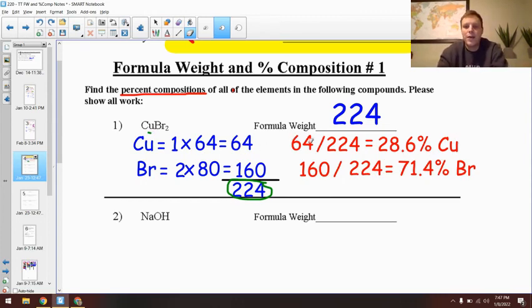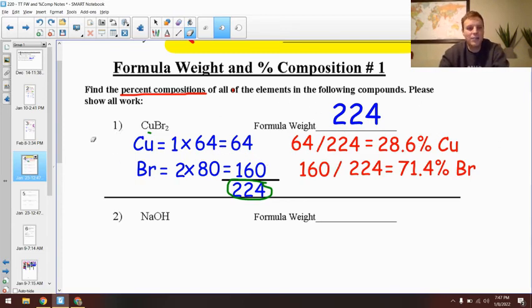In other words, copper bromide is 28.6% copper and 71.4% bromine by mass. And yes, these two numbers, if you add them up, the 28.6 and 71.4, they do come out to be 100%, which makes perfect sense.